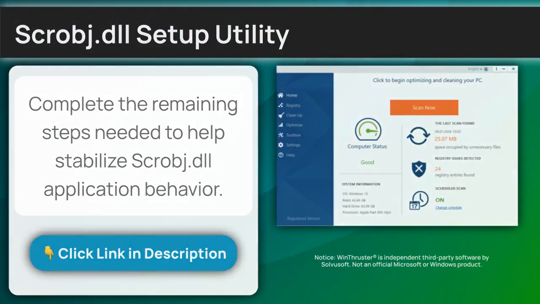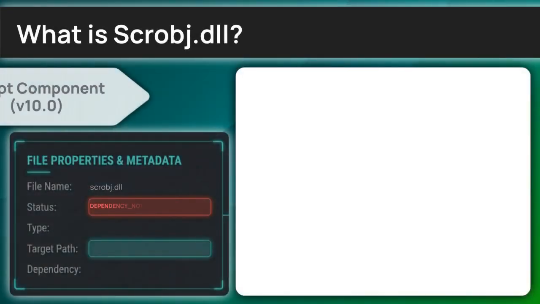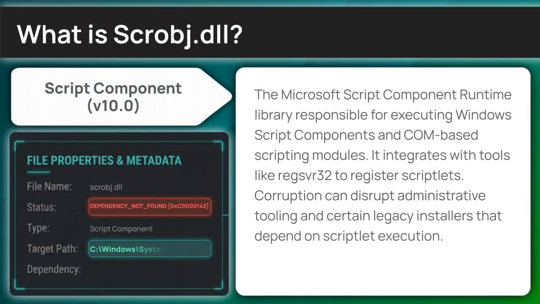This is the script object module, the Microsoft Script Component Runtime library responsible for executing Windows script components and COM-based scripting modules. It integrates with tools like regsvr32 to register scriptlets. Corruption can disrupt administrative tooling and certain legacy installers that depend on scriptlet execution. Now let's get this fixed up.